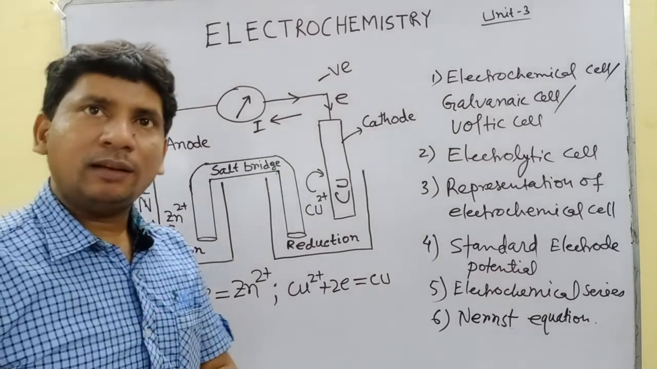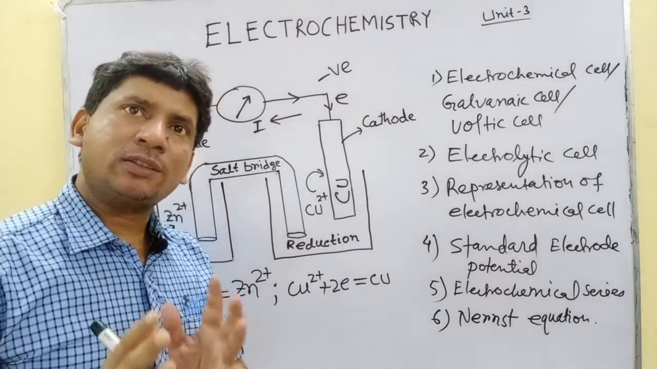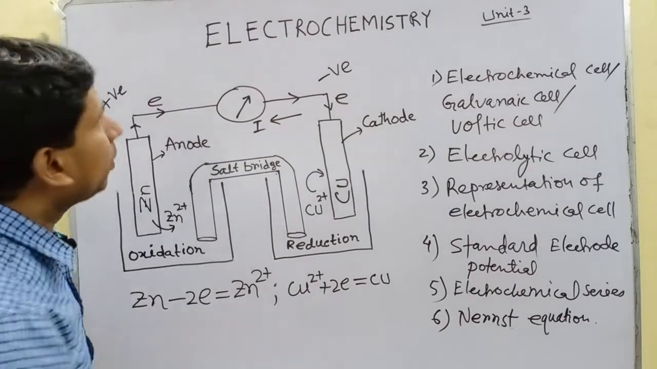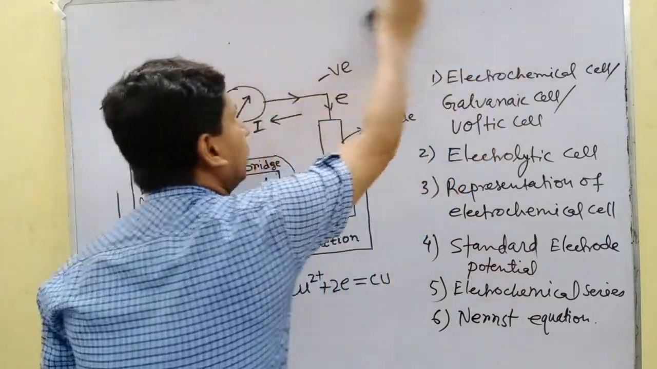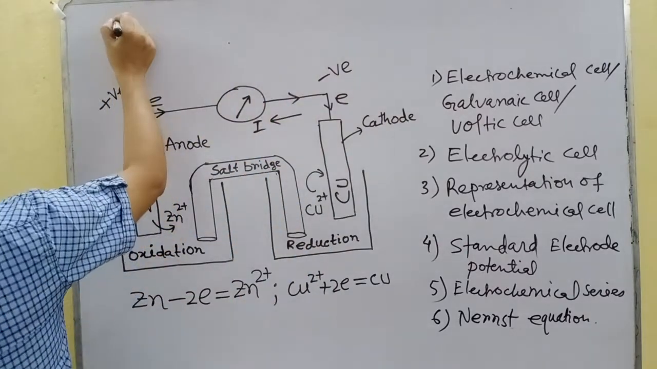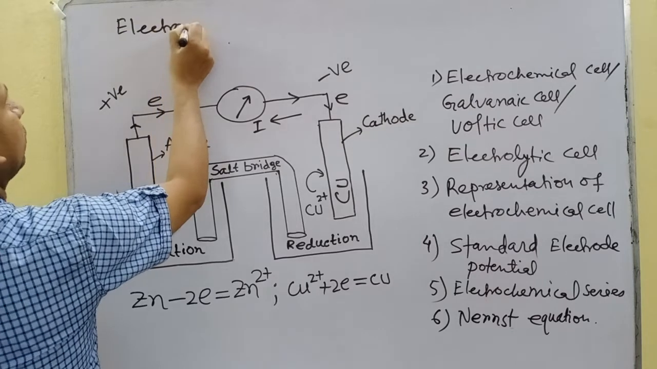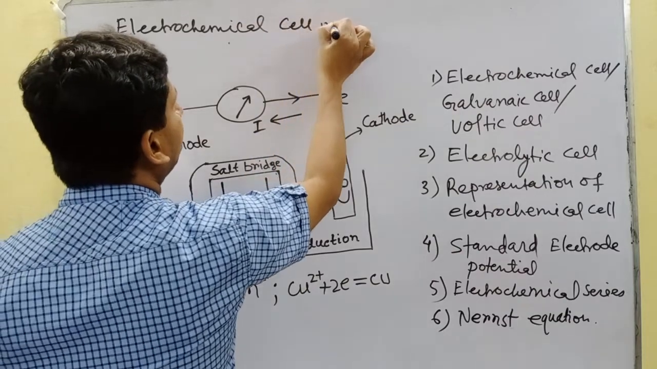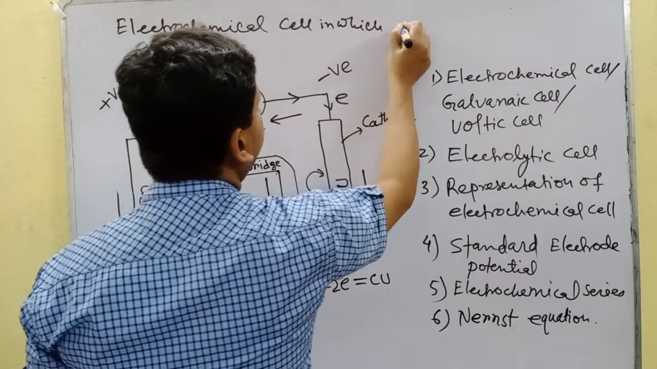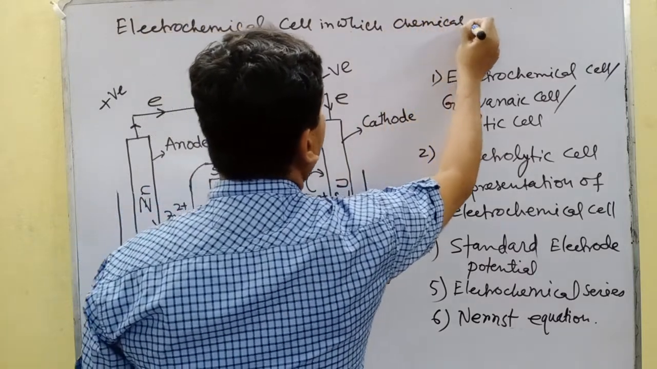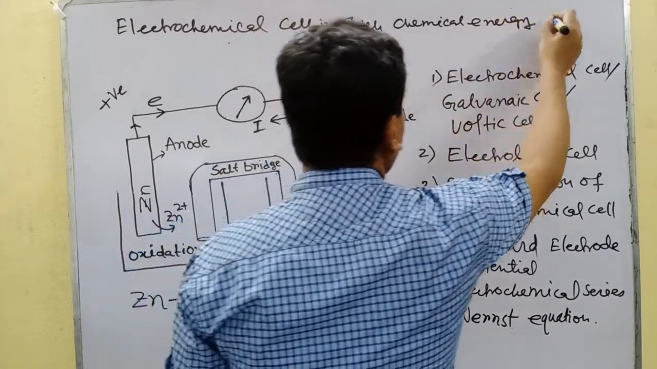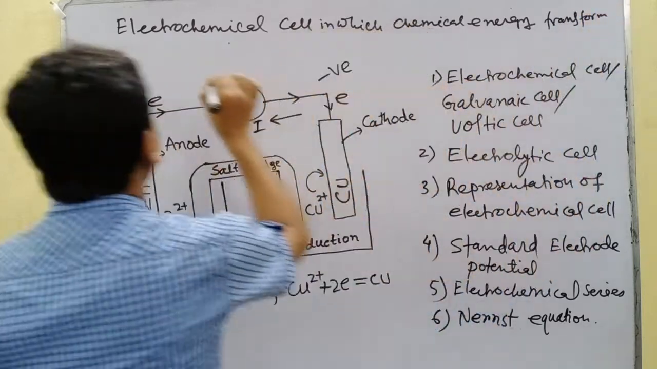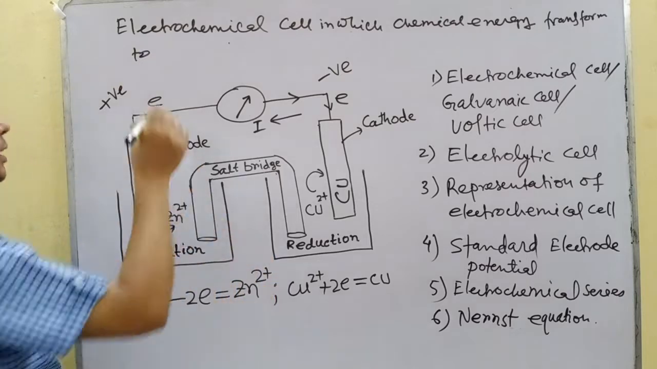In the electrochemical cell, the chemical energy is transformed into electrical energy.